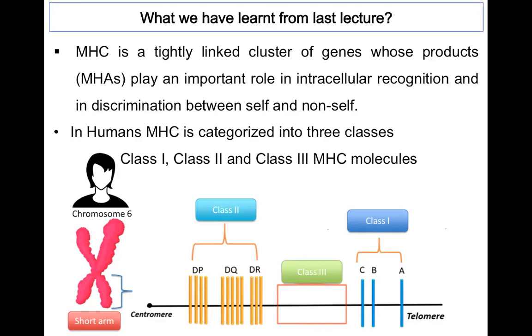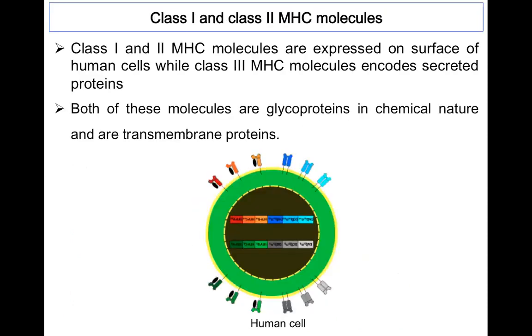And in the last lecture, we also discussed further how they distinguish between the self and non-self. So next we also saw the three classes, class 1, class 2 and class 3. We discussed their arrangement and their locations as well. So by considering the basic concepts in one and a half lectures, now we will continue further about the class 1, class 2 MHC molecules.